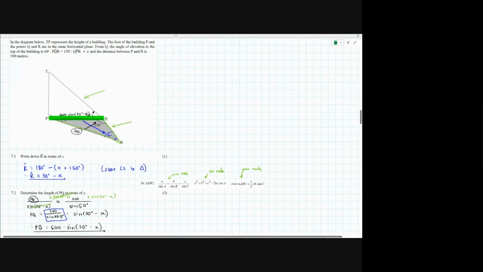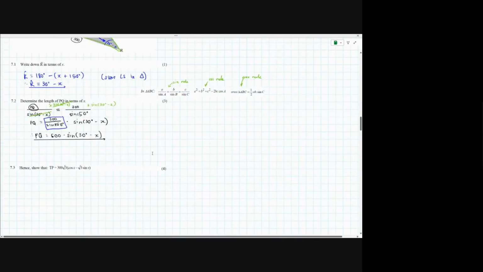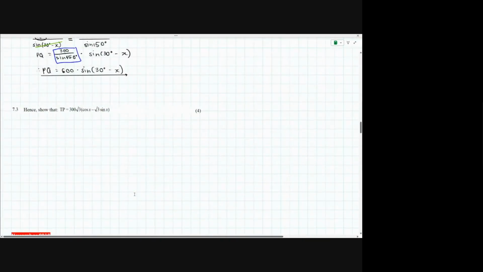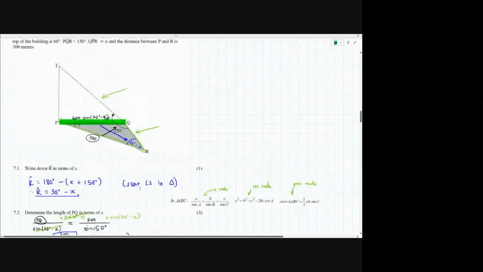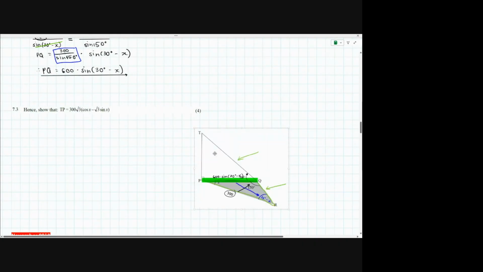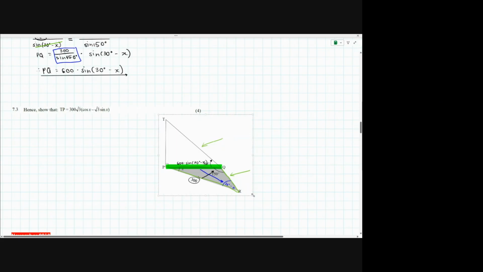Okay. So if we look at the last question here, it says, hence show that TP is equal to 300 times root 3 times cos x minus root 3 sine x. So I would look at that and I'd be like, no, thank you though. It's nice of you to ask, but no. But again, we can do it. We will do it. We have this.